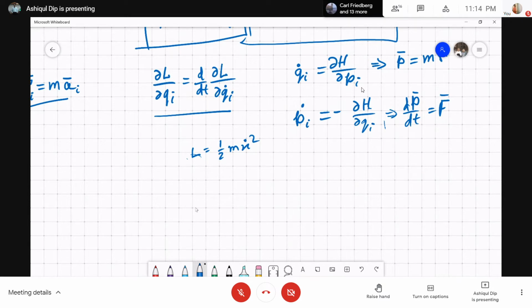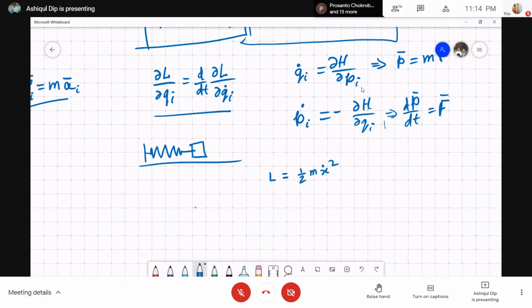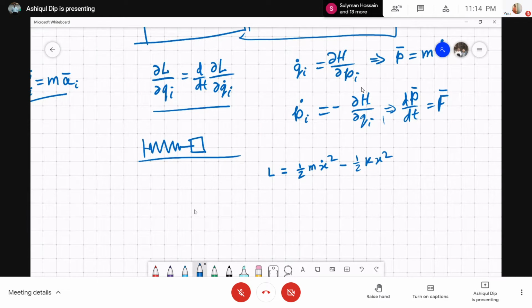Okay, is there any other question? Anyone? No. So to do Hamiltonian mechanics, all we need to start with Lagrangian again. So let's do the simple harmonic oscillator. So what was the Lagrangian for simple harmonic oscillator? It is half mx dot square, minus half kx squared. Out of that, we need to construct our Hamiltonian.